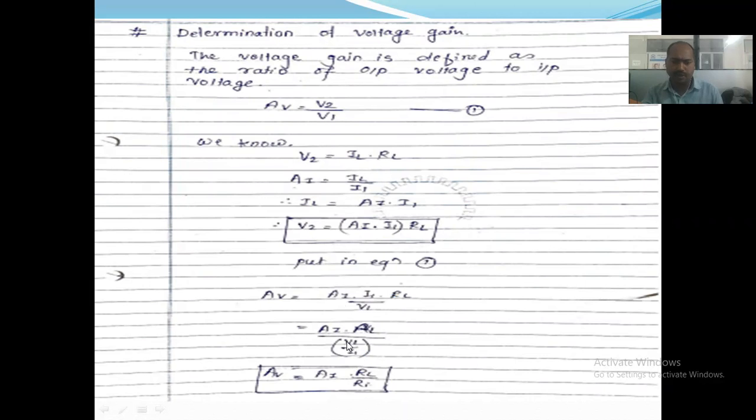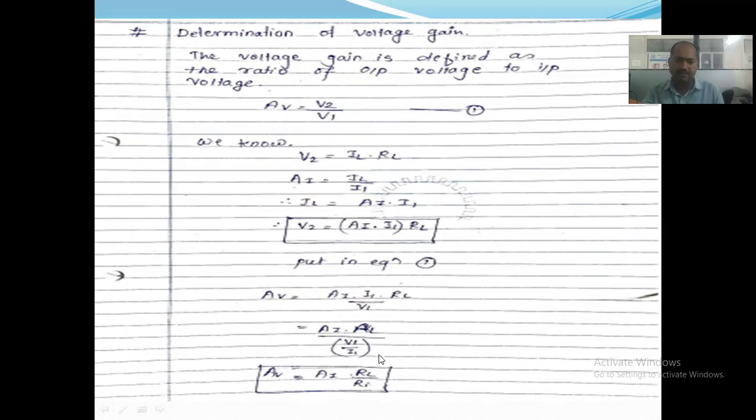We know that R equal to V upon I. But this V1 and I1 indicate the input. So for V1 and I1, we have to write R, right? R equal to V upon I, but this R is with respect to input. That's why we have to write it as Ri. So Av equal to AI into RL divided by Ri. This is the equation we have got.